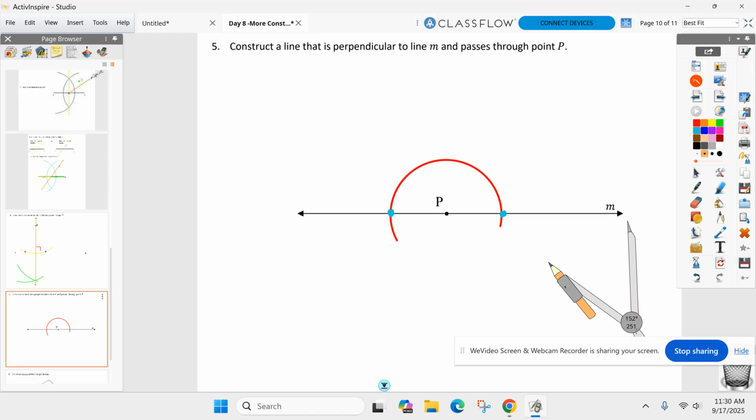There's a reason why I want you to open it a little wider. Where do I put my compass now, kids? On either point of intersection. Yep. And again, this can be done below or above the line M. Okay, I made one arc. Where do I put my next one? You guys are too busy working. Put it on the other point of intersection, right?